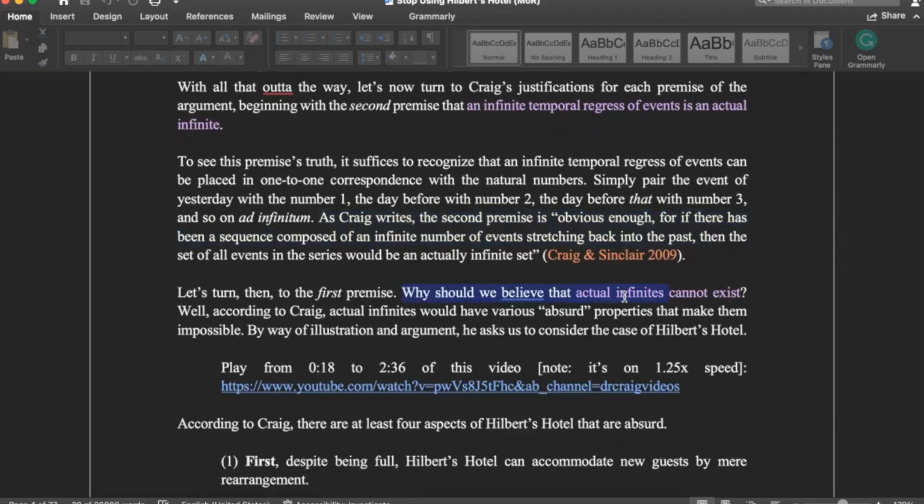Well, according to Craig, actual infinites would have various, quote-unquote, absurd properties that make them impossible. By way of illustration and argument, he asks us to consider the case of Hilbert's Hotel, and this is where the argument gets its name, the Hilbert's Hotel argument. So we're going to play this clip here.